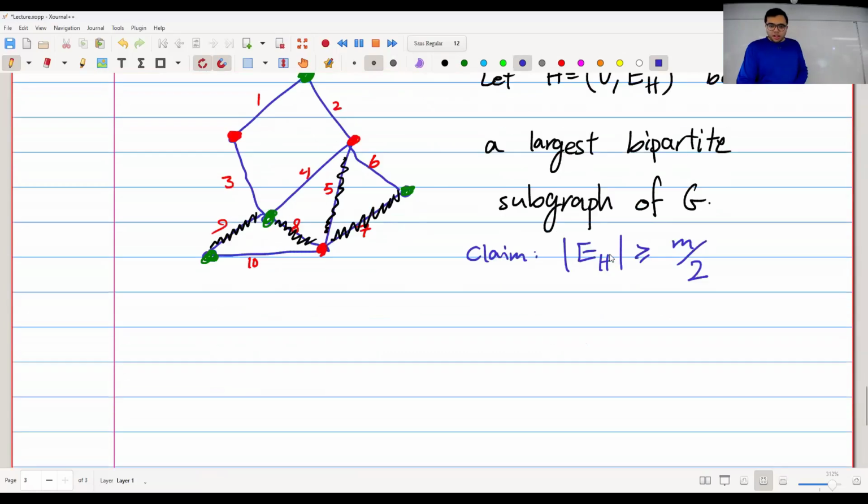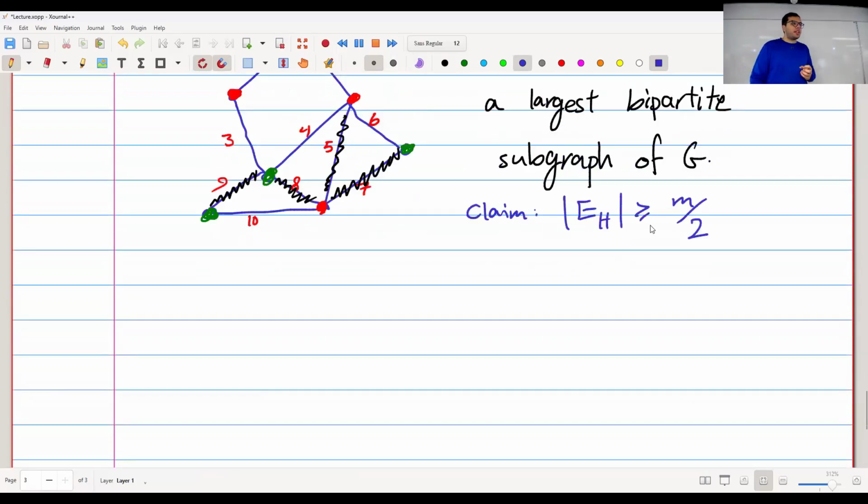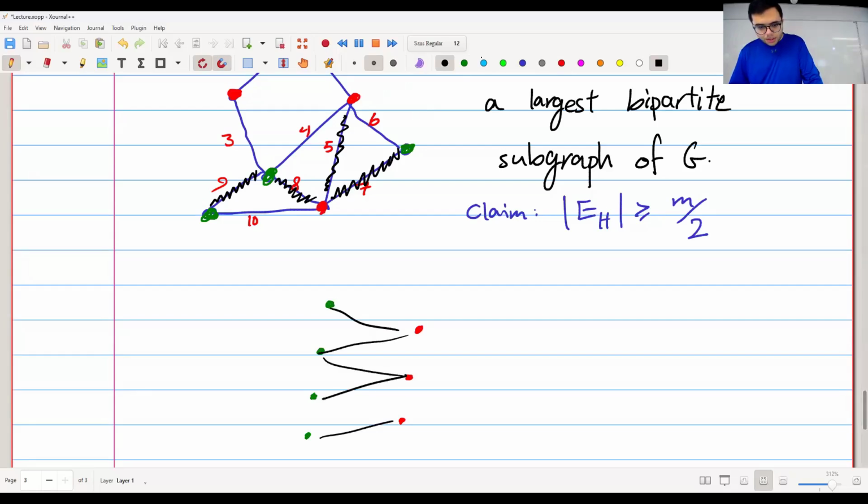Okay. But to prove this, I'm just going to look at every vertex. So I have this graph H and it's bipartite, right? So I have some green vertices on one side and I have some red vertices on the other side. And then here in between, I have the edges of H, right? And of course, H is bipartite, so every edge is going between green and red.